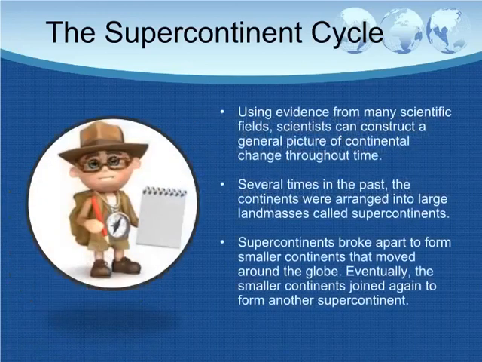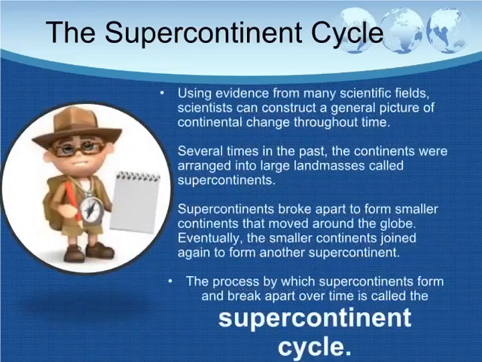Supercontinents broke apart to form smaller continents that moved around the globe. Eventually, the smaller continents joined again to form another supercontinent. The process by which supercontinents form and break apart over time is called the supercontinent cycle.